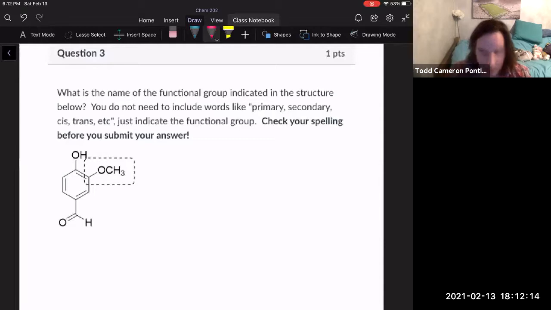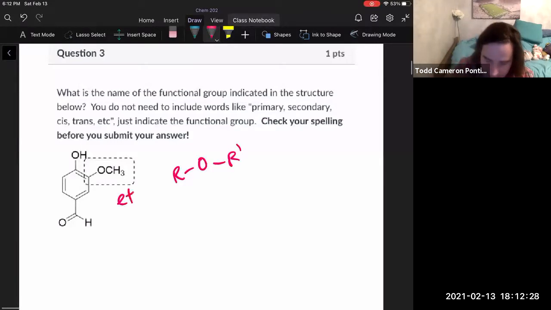All right, so here we have a carbon connected to an oxygen, connected to another carbon. So we have this kind of R, and then R prime. Remember, R is just any sort of extension of an organic molecule. So this is an ether.